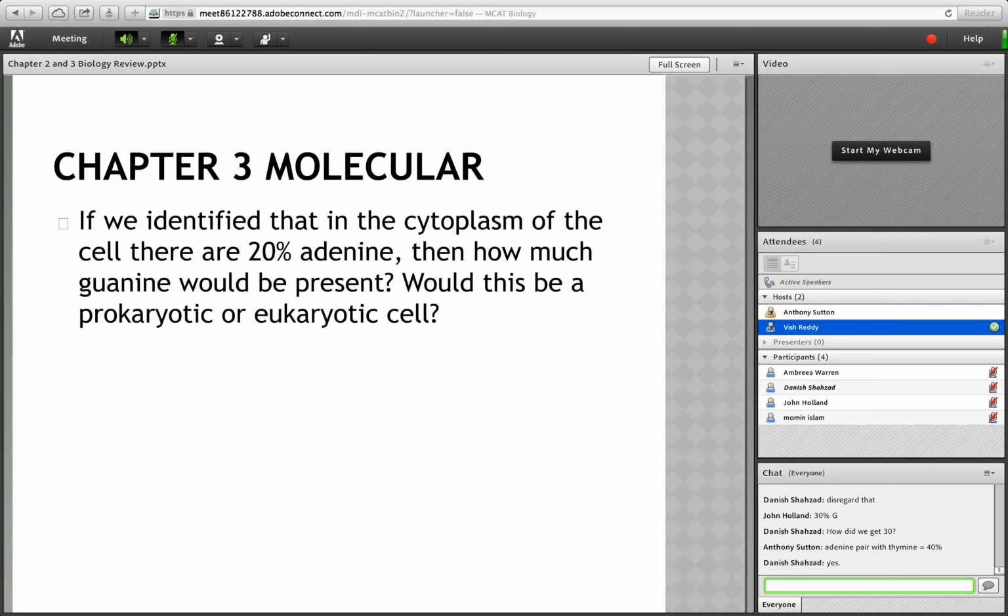All right. So, can somebody tell me whether this would be a prokaryotic or eukaryotic cell and why?